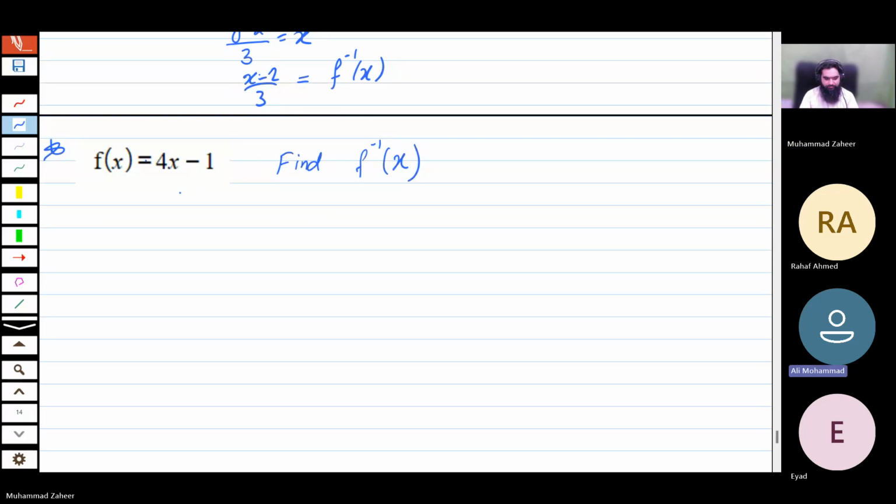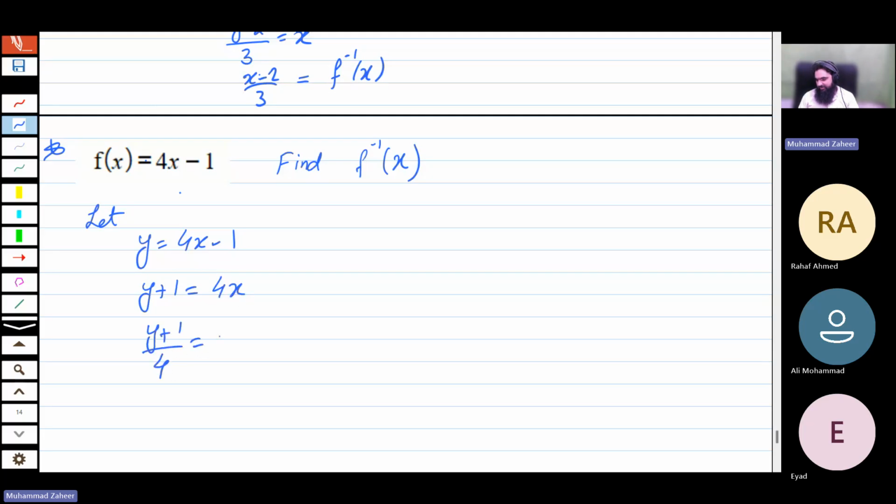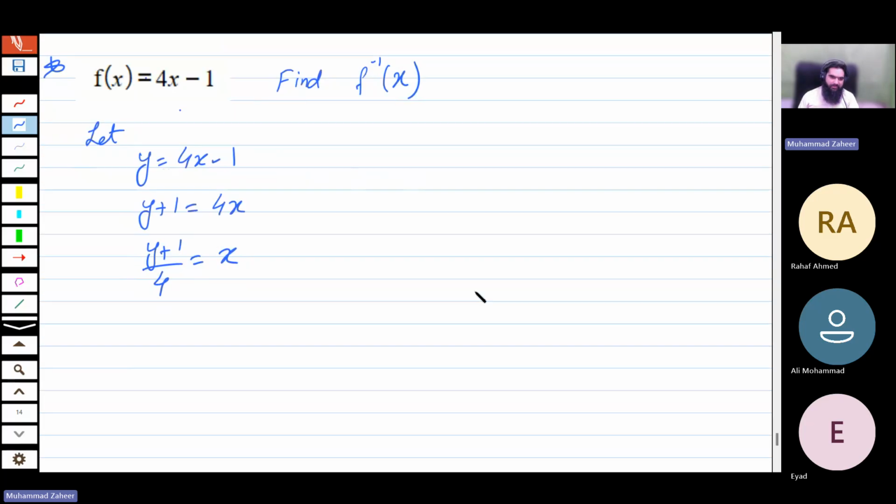First step, y is equal to 4x minus 1. We have to substitute y is equal to f of x, so y is equal to 4x minus 1. Make x the subject of the formula, so y plus 1 is equal to 4x. Four is multiplying, so on the other side it will be divided. So I'm going to get x is equal to y plus 1 divided by 4.